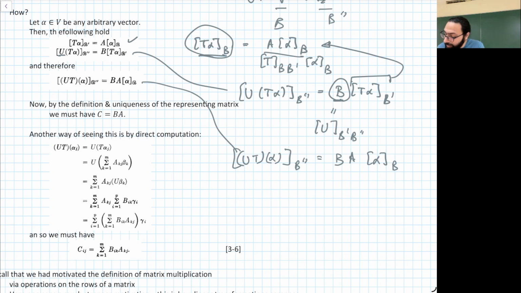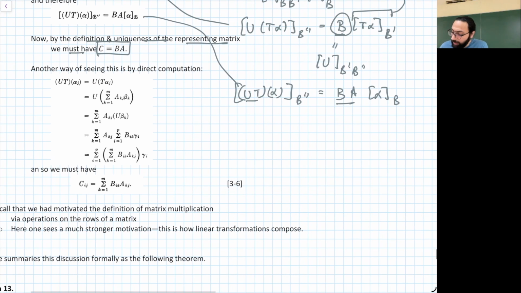And then by the definition and uniqueness of the representing matrix, we have that C equals BA. We're using uniqueness because there's no other matrix that could possibly represent the same operator. This we proved already. So if you find one representation, that is the only representation.